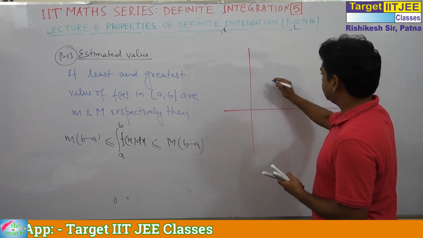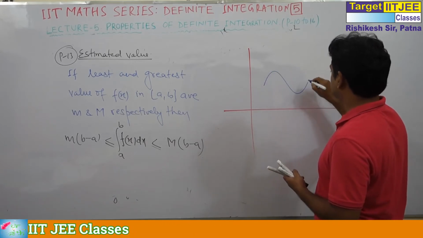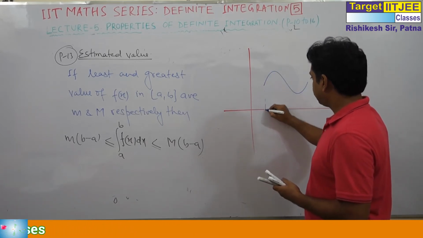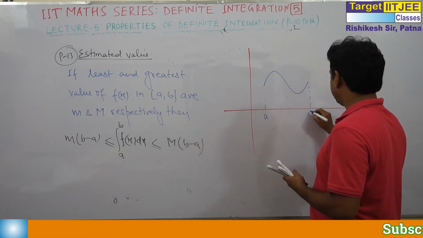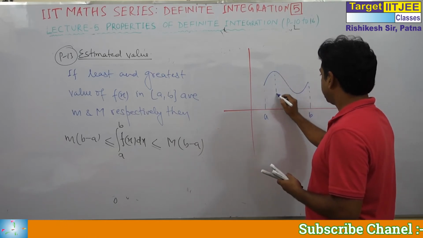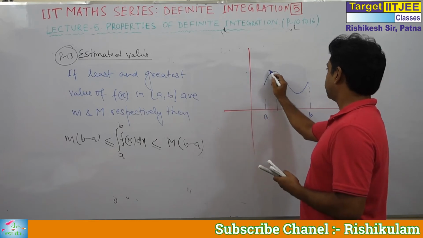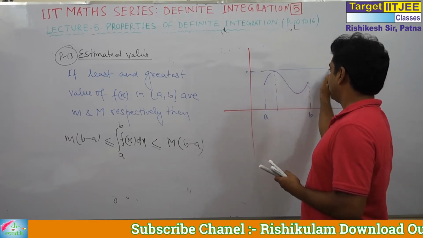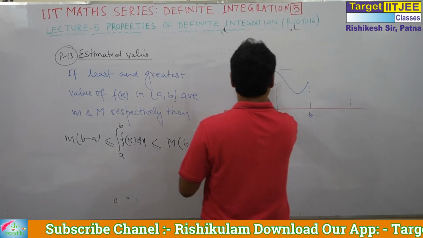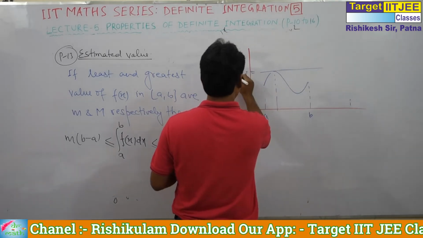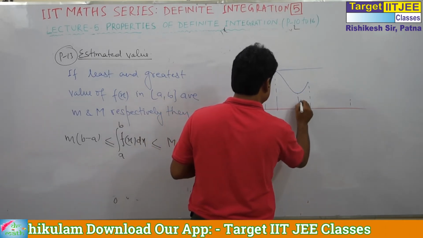You can take like this one. This is A, this is B. This is greatest value, what? This is greatest value M, and this is least value, what? This is least value N.